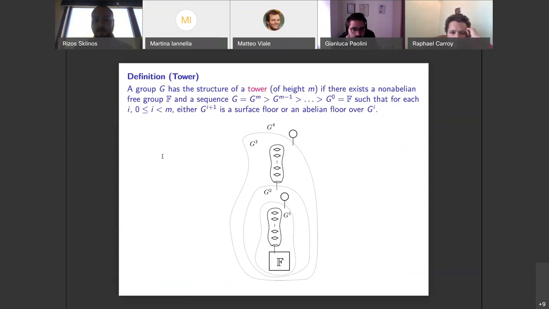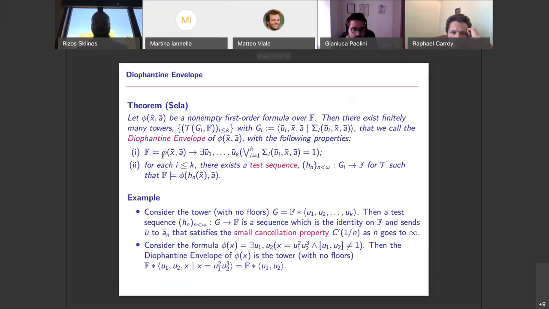Okay. So what's the importance? Why did we move from first order formulas to towers? So the importance comes from this theorem of Sklinos. The punchline here is the following. We can replace a formula by a tower by losing something. We're going to lose the exact solution set. We're going to move to something bigger. That's why it's called the Diophantine envelope. So it envelopes the formula, it envelopes the solution set. But we gain something. We gain that we have an algebraic understanding of how a solution might look.